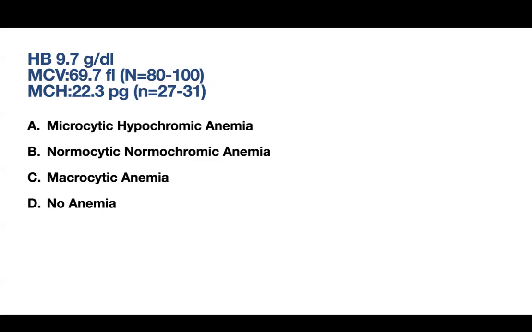Okay, literally, bam, unanimous A. Absolutely correct. This is a patient with a microcytic hypochromic anemia. You can see that the MCV is low, the MCH is low, and let's say you do an iron test and you find out the ferritin is low, and you diagnose the patient with iron deficiency anemia.